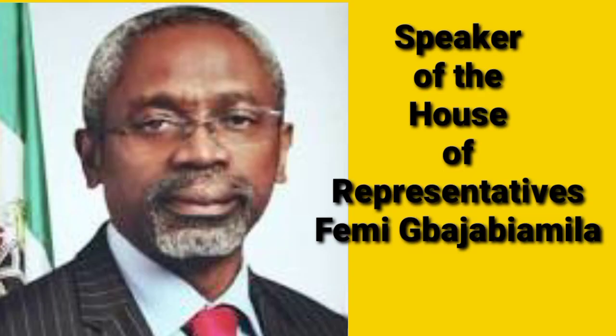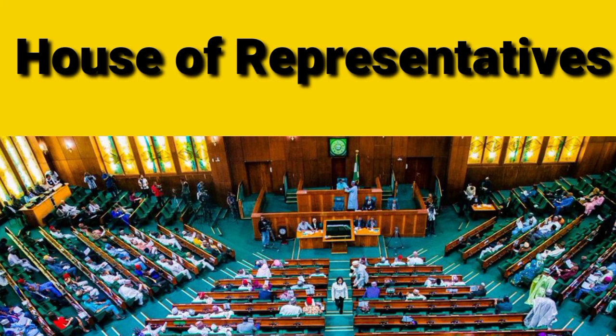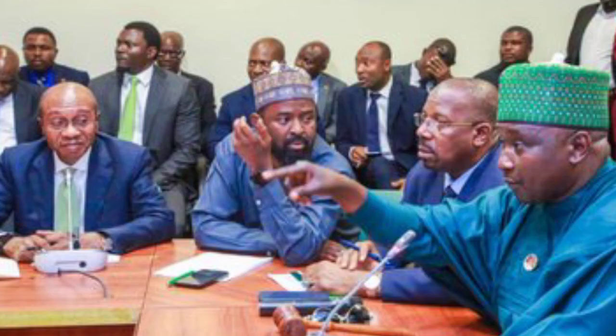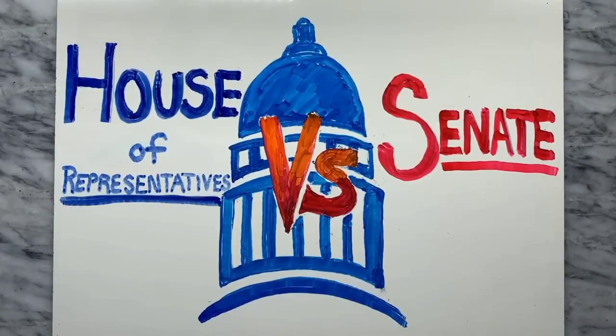Now, this is the Speaker of the House of Representatives, Femi Gbajabiamila. Normally, they call this house the Green Chamber because oftentimes when you see the colors in the background, you see green, while the Senate is red. So the Senate has more power than the House of Representatives, but they all work hand in hand to see that bills are being signed into law. In the House of Rep, there are 360 members in Nigeria.